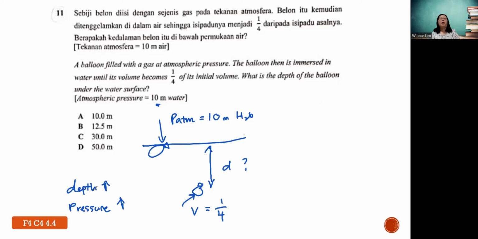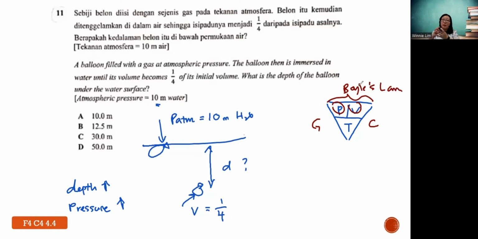Then in Form 4, you learn about the idea between pressure and volume, right? You all know what formula that involve or what law is that? Also, this triangle is a very useful PVT. Okay, so now you involve P and V. So it's actually regarding what law? Boyle's law.